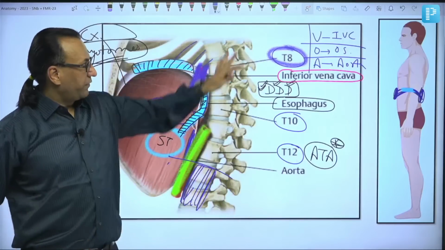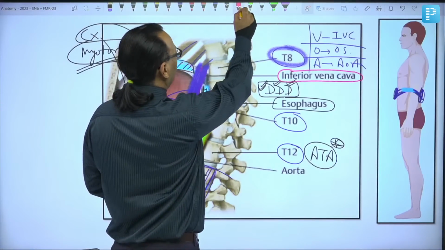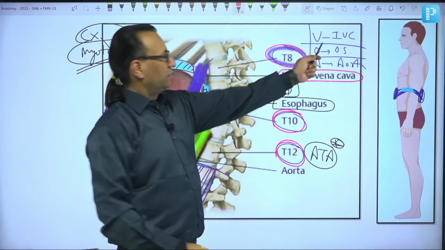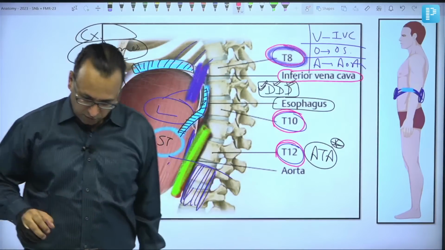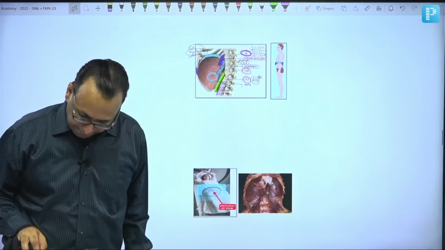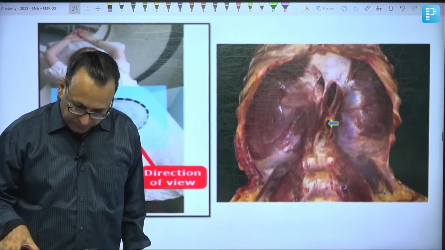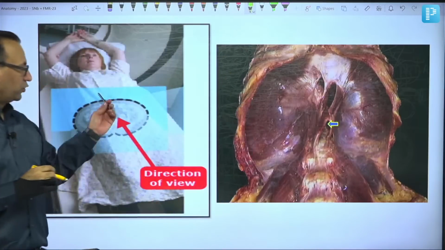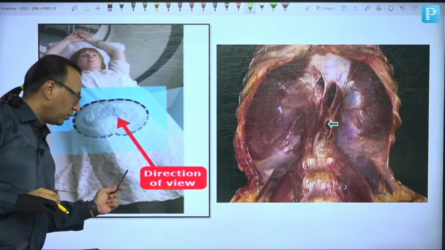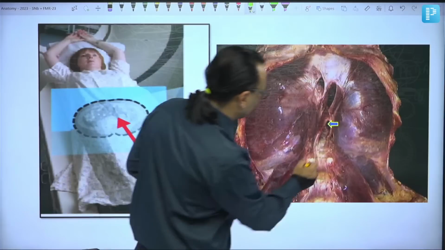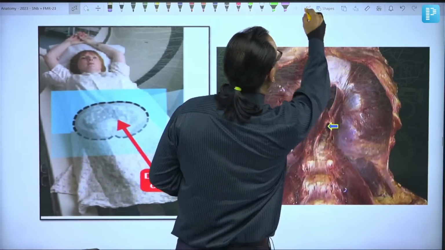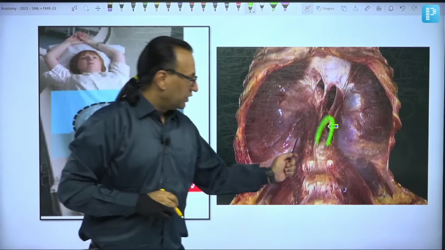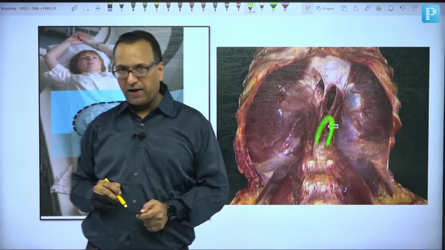So just remember this voice of anatomy: T8, T10, and T12, T8, 10, 12. We cannot go into much detail here, but if you want to see the openings, we can show them here. This is the inferior to superior view. You are in the abdomen looking towards the thorax, and this is the opening for the aorta structures, bounded by the right crus and left crus of the diaphragm.